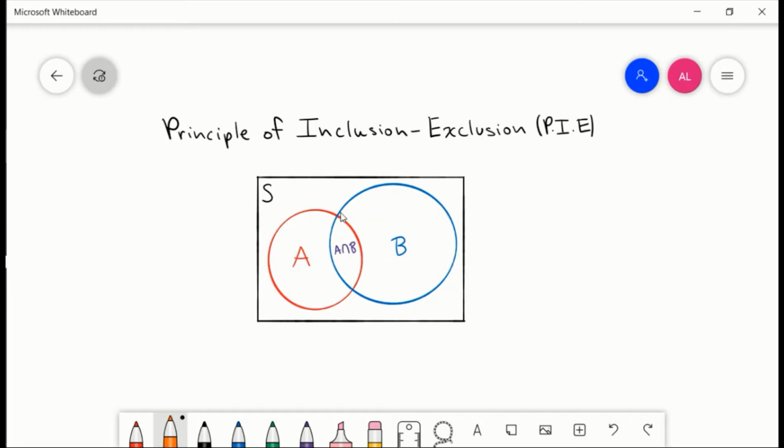So now, let's suppose that we want to calculate the probability of A or B happening, right? A or B is also called A union B. So just basically this thing right here. Well, how would we calculate that?